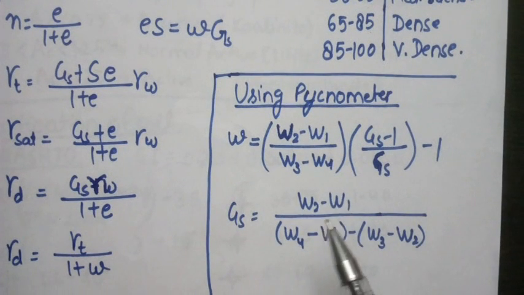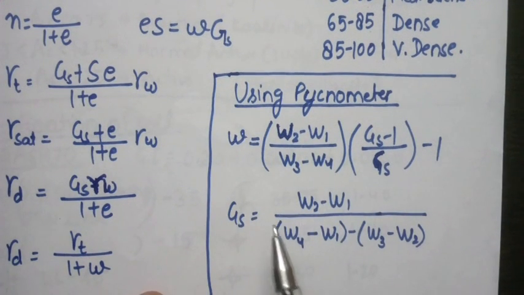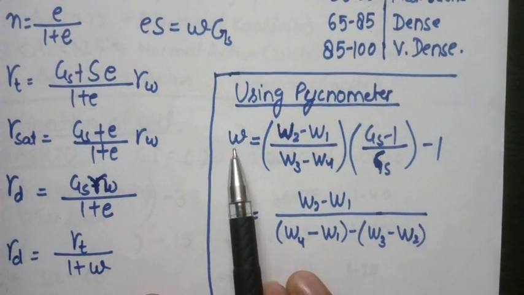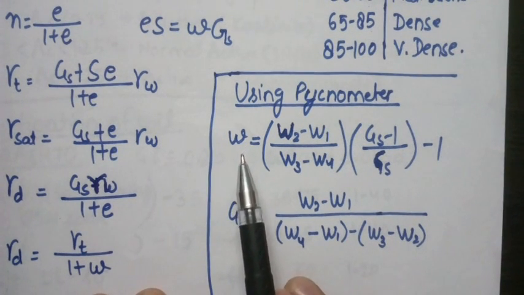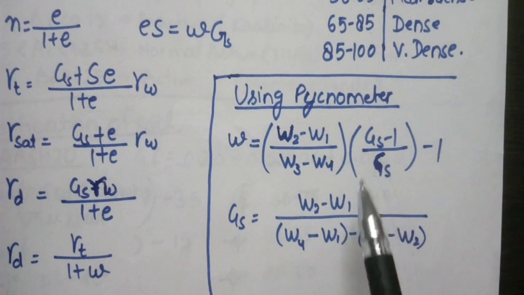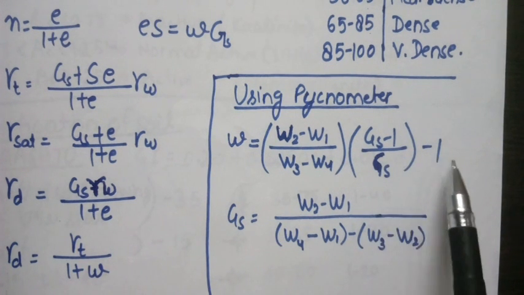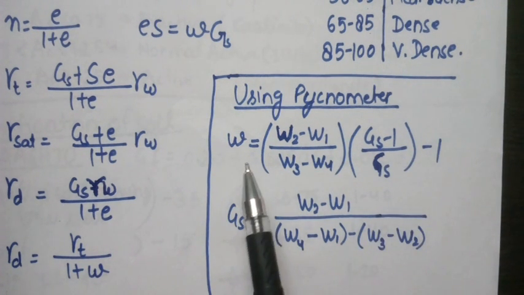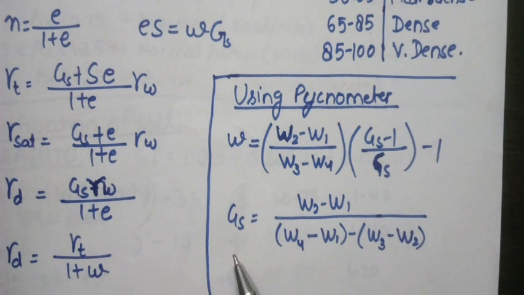Now to determine the specific gravity and water content in a soil, we use the pycnometer method, which has the formula (W2 minus W1) upon (W3 minus W4) times (Gs minus 1) upon Gs, minus 1. This is the formula for water content. The formula for specific gravity is (W2 minus W1) upon ((W4 minus W1) minus (W3 minus W2)).